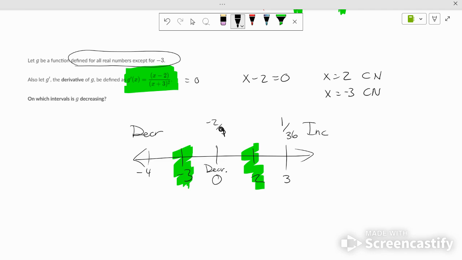Okay? So which intervals is it decreasing? Well, from negative infinity up to negative 3 in union with negative 3 up to 2. Why do I put a parenthesis instead of a bracket?